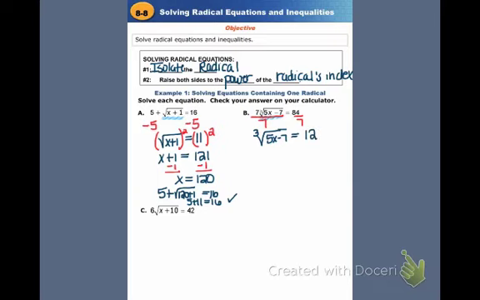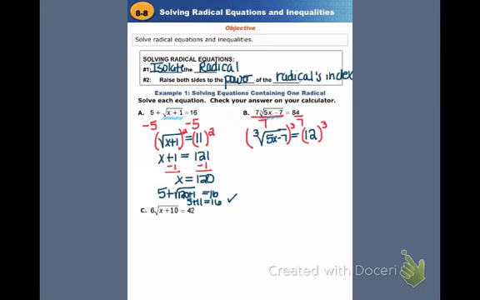Now step 2, we said we're going to raise both sides to the power of the radical's index. That was a radical 3, or cube root, so we're going to raise both sides to the third. We're going to undo cube rooting by cubing.